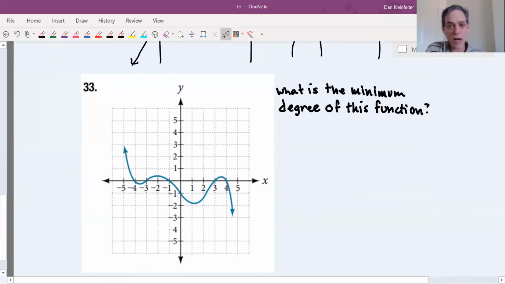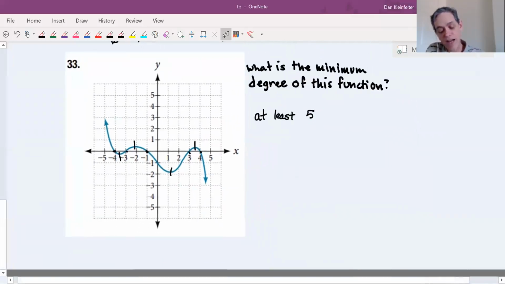All right, so let's just try this graph real quick. This one, we want to find the minimum degree of this function. The degree, of course, could always be higher, but it has 1, 2, 3, 4, 5 x-intercepts. So the minimum degree is at least 5. And then how many turning points does it have? It has 1, 2, 3, 4. Notice that that is one fewer, right? Okay, so the minimum degree is at least 5. The number of turning points was 4.